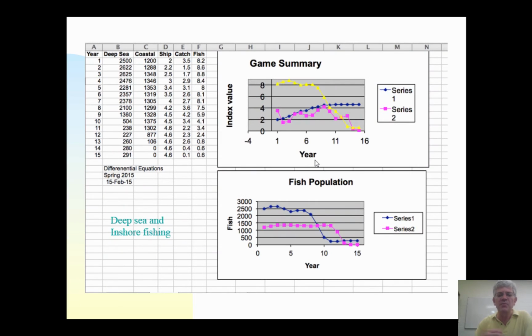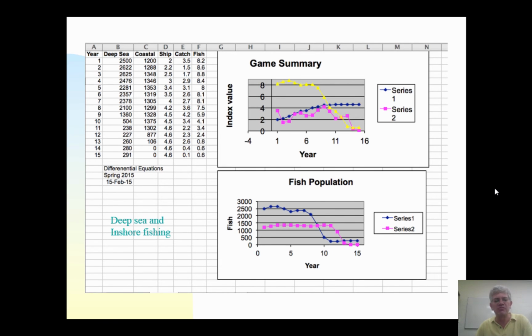And what happens as the game goes on, and it's shown in these graphs, over time they crash the fish population. First they go to the deep sea where they could catch more fish. They overfish that, and the deep sea fish go to 0. Then they switch to the inshore fishing. That fishing stock lasts a little longer, and then they crash that fish. And so once they've crashed the fish, their initial profits that they made by all their fishing stops, and they no longer are making a profit, and they are losing money because they still have to pay for the upkeep of their ship.